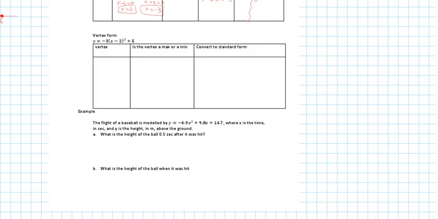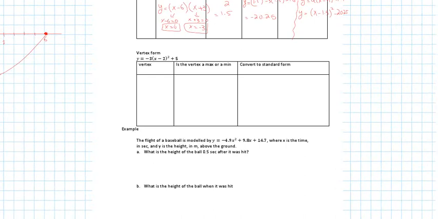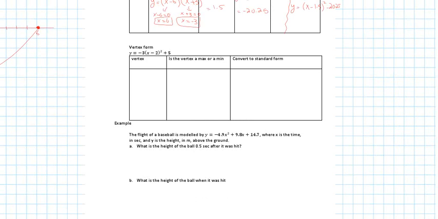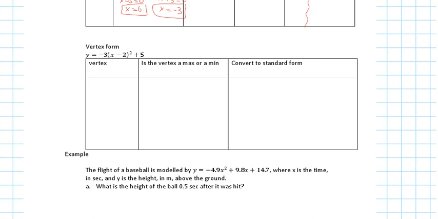Here's a question. I have y equals negative 3(x minus 2) squared plus 5. What is your vertex? (2, 5). Remember, the h value is opposite to what you see, because it's in the bracket.